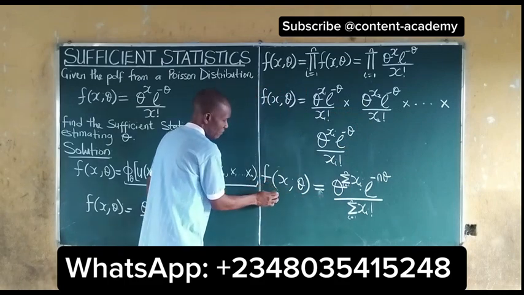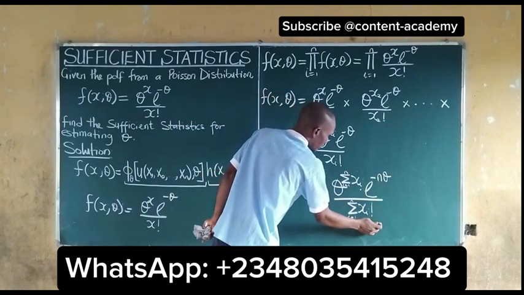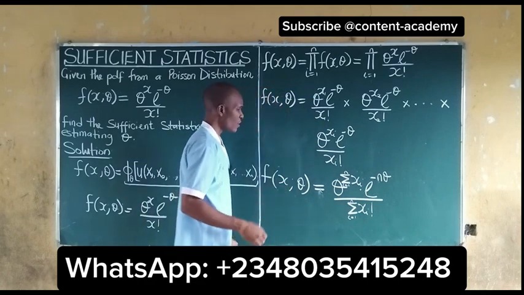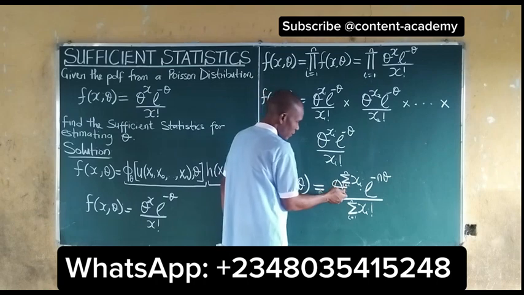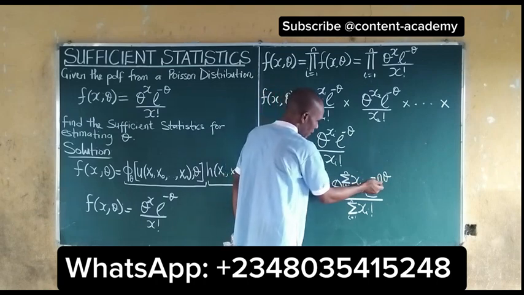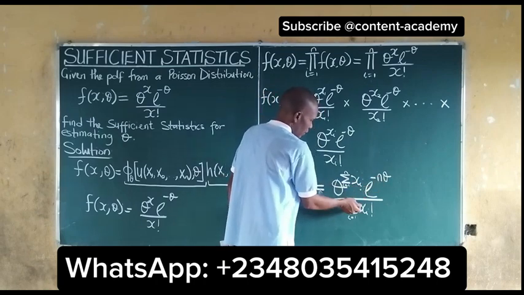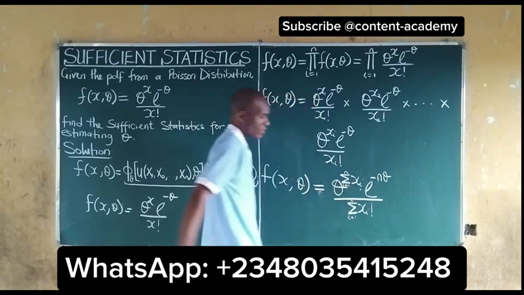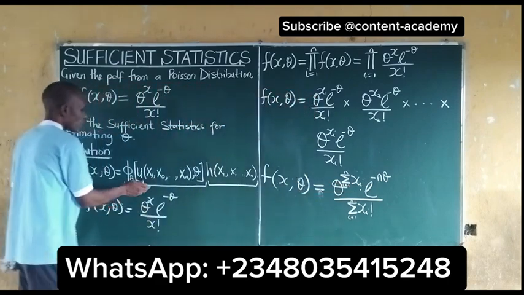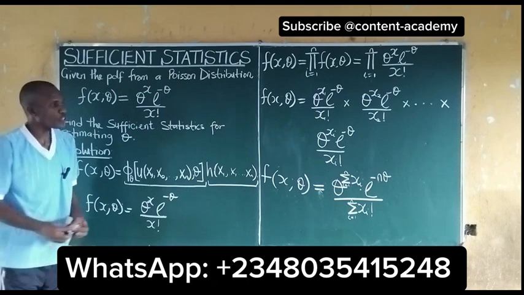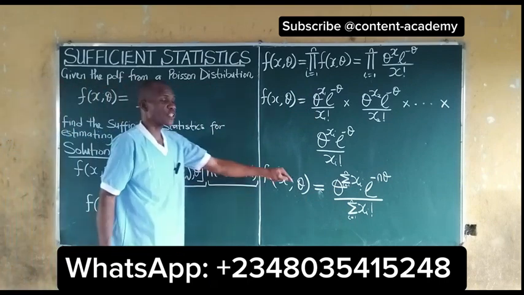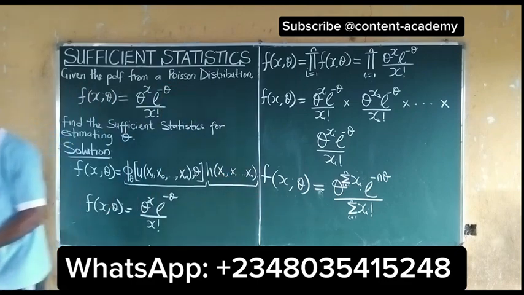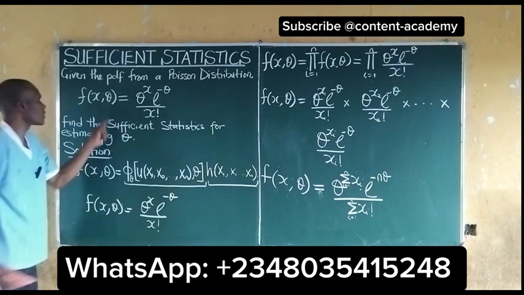So our PDF, or our function, is now this. How can we now factor this out? Of course, if we watch out, theta depends on this, and the x here depends on theta as well. So we come back to our factorization theorem to see how we can compute the sufficient statistics for the Poisson distribution. So we move over to this side of the board.